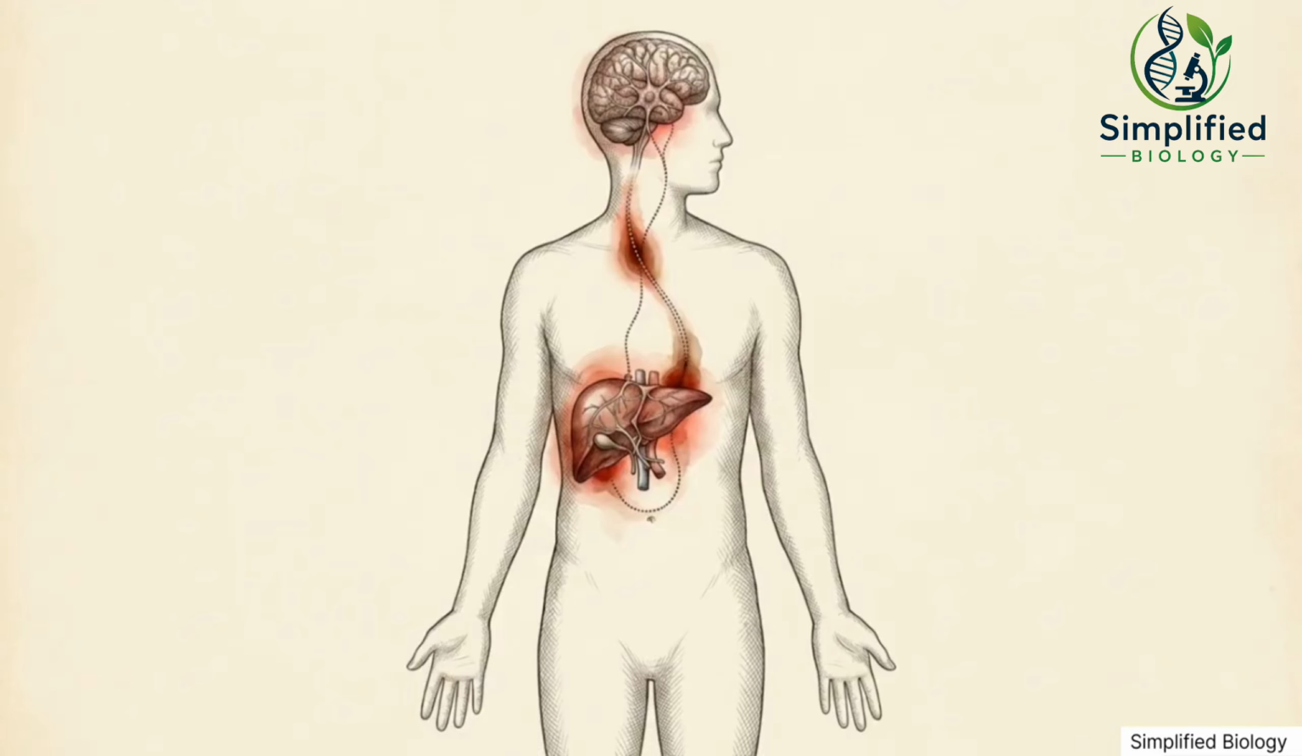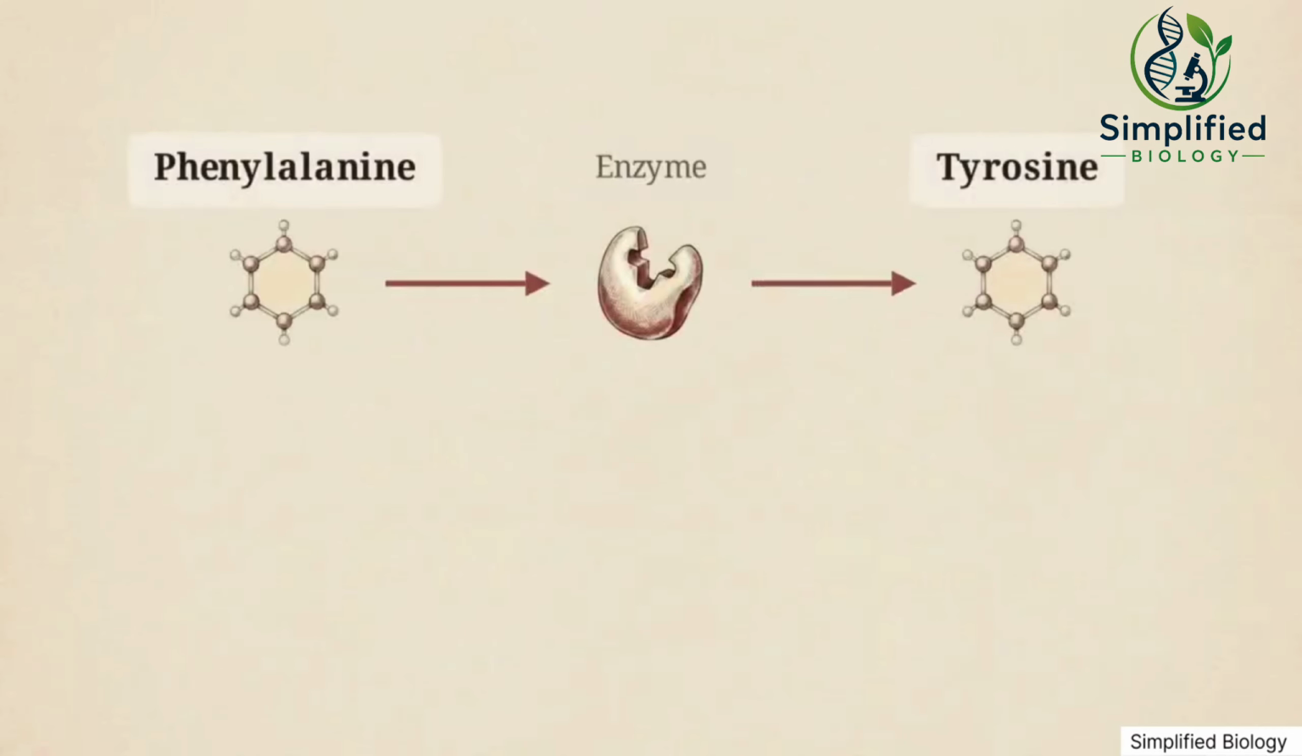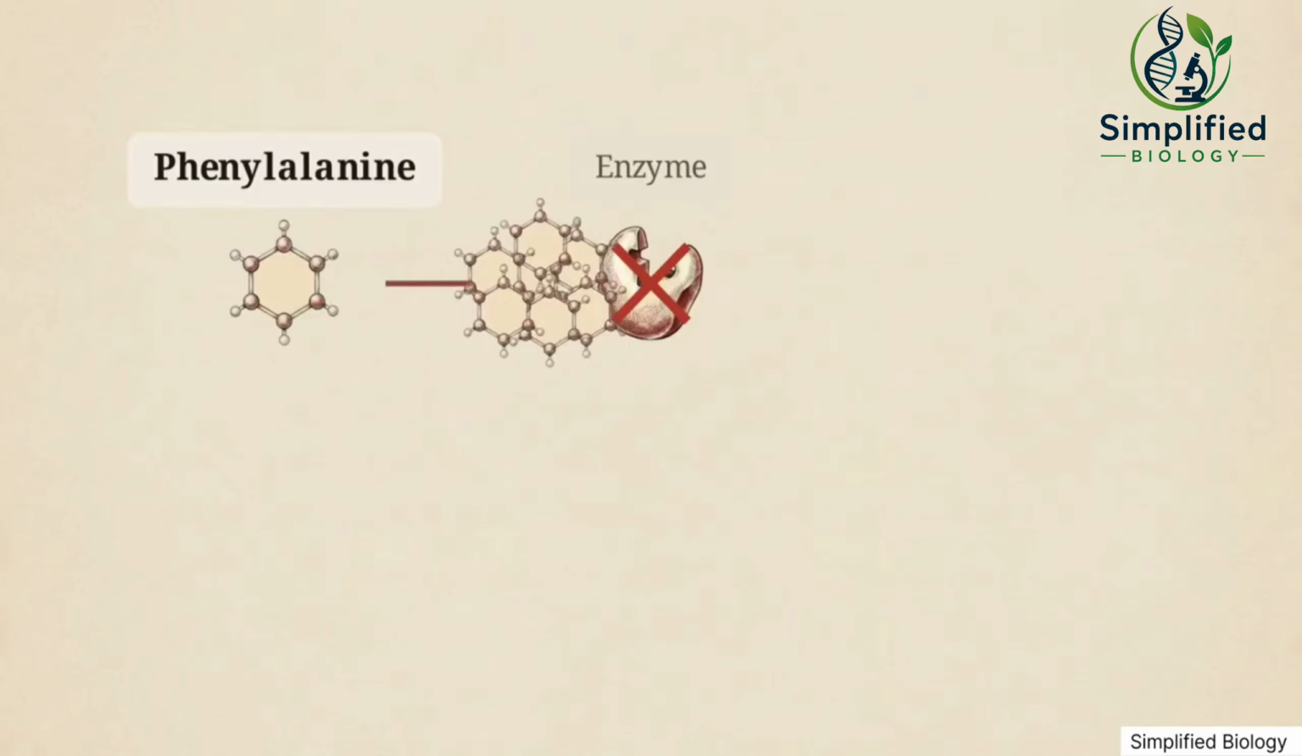Phenylketonuria, or PKU, is also an autosomal recessive trait, but it is categorized as an inborn error of metabolism. In PKU, the individual lacks an enzyme required for amino acid processing. Normally, it converts phenylalanine into tyrosine. Without it, the path is blocked, so phenylalanine piles up.